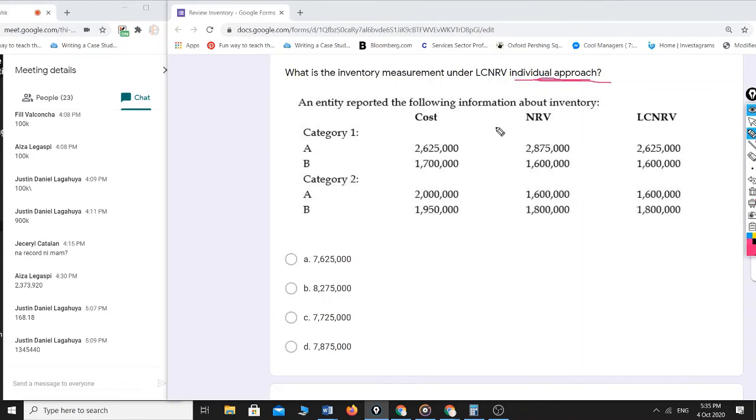So, it means you will compare it individually. So, si category 1A, compare nimo, unsay lower nila. So, si 2625. Si B, unsay lower, 16. Sa category 2, unsay lower, 1.6 pa rin. Si category 2B, what is lower is 1.8. So, you will just add all of this and you will have the answer for this item. So, mao na means sa individual approach. You choose LCNRV individually. Okay?